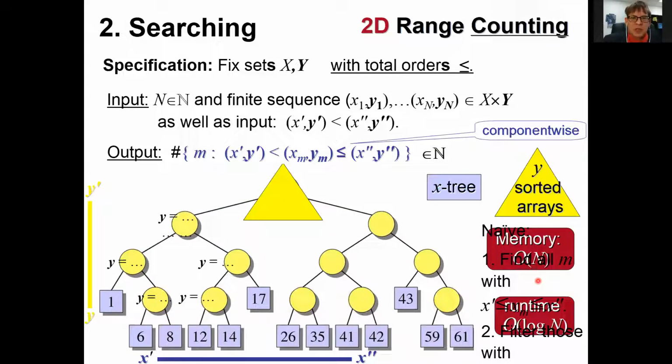Instead, we store in each internal node a sorted array, sorted with respect to y coordinate, of those elements that are in the subtree. So for example, this node represents this subtree. These are the x coordinates, but every element also has a y coordinate. And all these elements are stored again, repeated, sorted with respect to their y coordinates in this internal node. This node contains all these elements. Here you see the x coordinates, but they all have y coordinates, and all these elements are stored in one array, sorted with respect to their y coordinates.